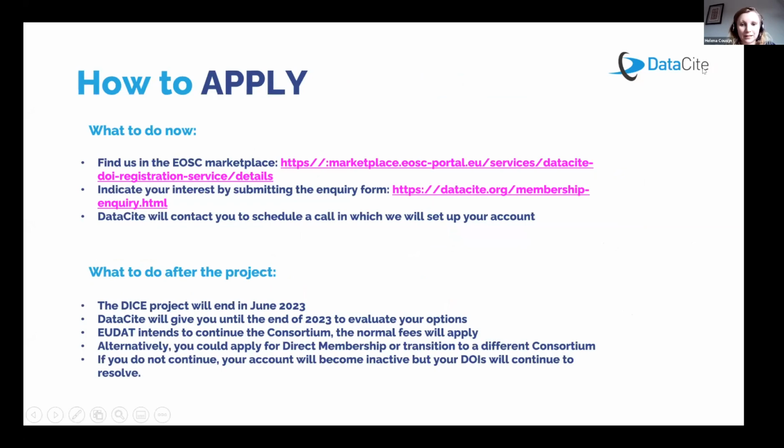So yeah, that brings me to what to do if you're interested. And I will also paste these links in the chat when I stop sharing my screen, because I imagine you don't want to type these into your browser. But you can find us on the EOSC marketplace. So the DataCite DOI registration service is registered there, listed there. And then if you're interested in this opportunity, you can submit the inquiry form on our website. And then we contact you to schedule a call. And if you want to move forward, then we will set up your consortium organization account in our system and show you how you can add repositories and start registering DOIs.